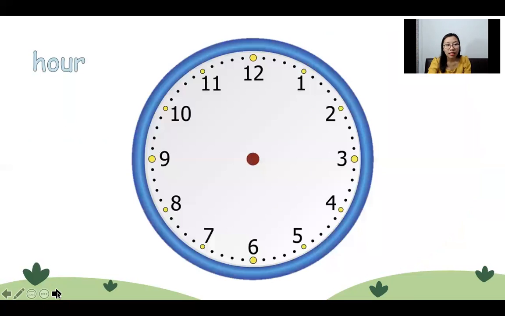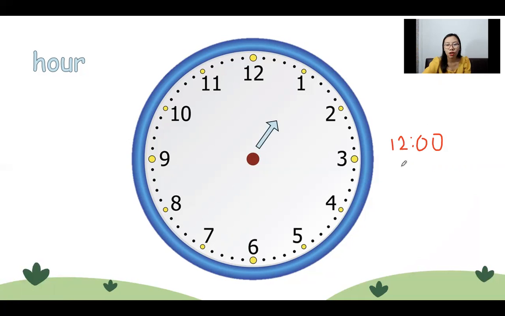Okay, in telling time, we say first the short hand. For example, the short hand points at 12. All right, 12. So we say 12 o'clock. 12:00.